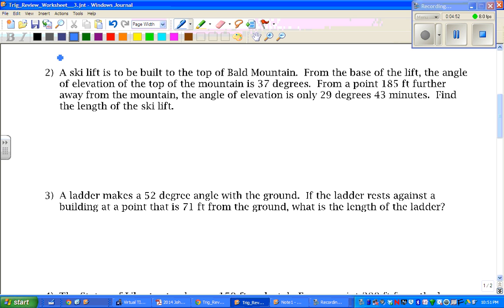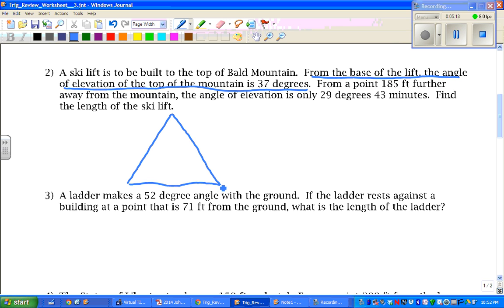Okay, there's a lot going on here, so let's actually draw a picture so we can figure this out. It says from the base of the lift, the angle of elevation of the top of the mountain is 37 degrees. Okay, so let me draw my mountain. Go figure, my mountain is going to look like a triangle.